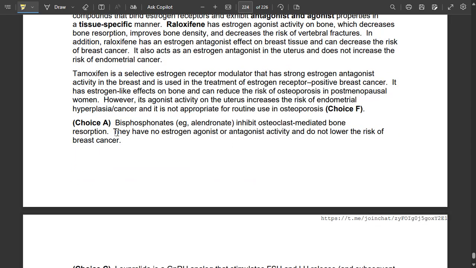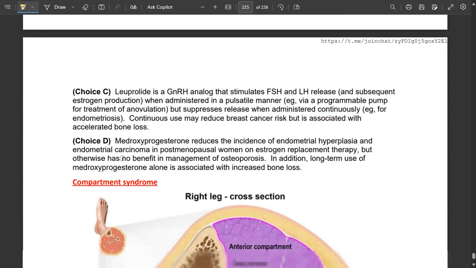Bisphosphonates inhibit osteoclastic bone resorption. They have no estrogen agonist or antagonist activity and do not lower the risk of breast cancer.